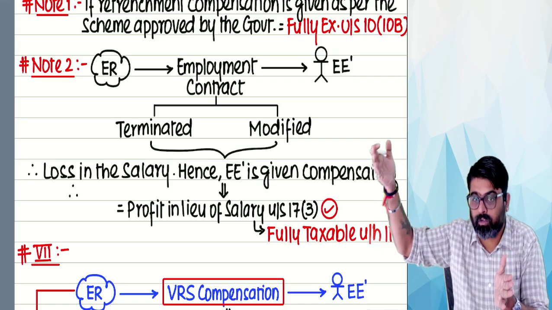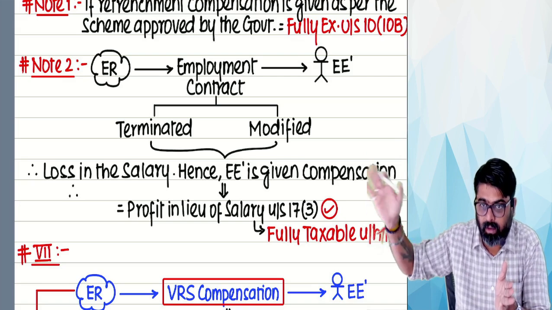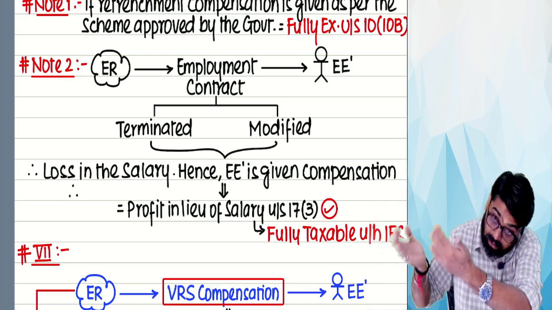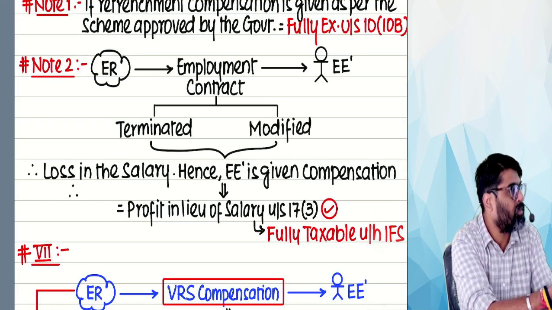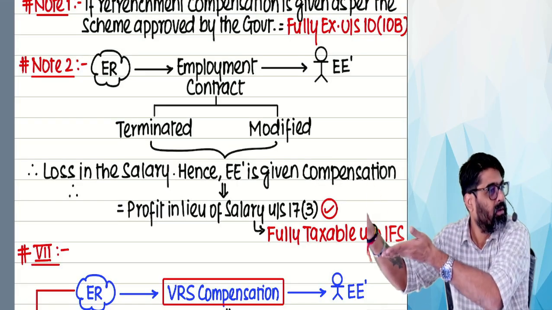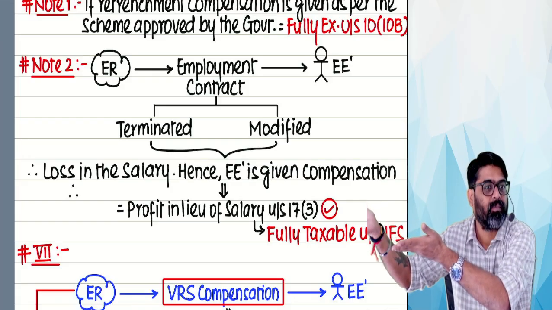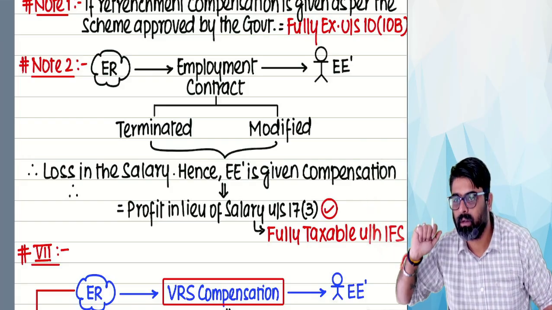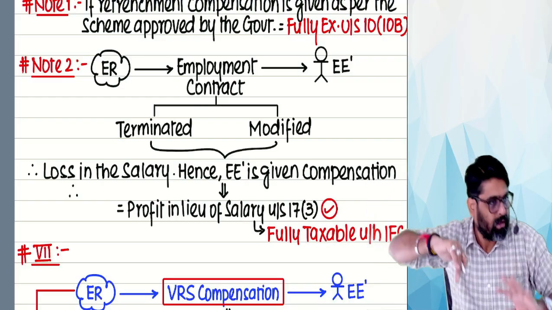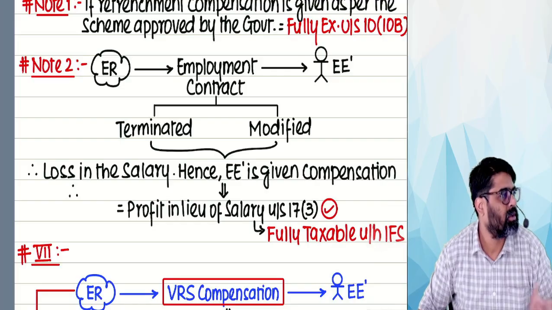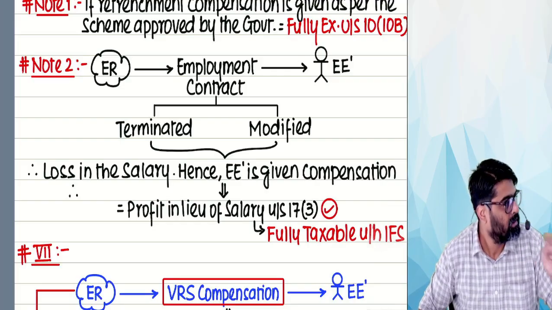The salary which you were supposed to get, you are not going to get that salary. In lieu of that salary, take this compensation. What is this? Profit in lieu of salary. Yes or no? The salary which you would have earned, are you going to earn that salary? No. Loss will happen. For that, take this amount as compensation. What is this? Profit in lieu of salary.